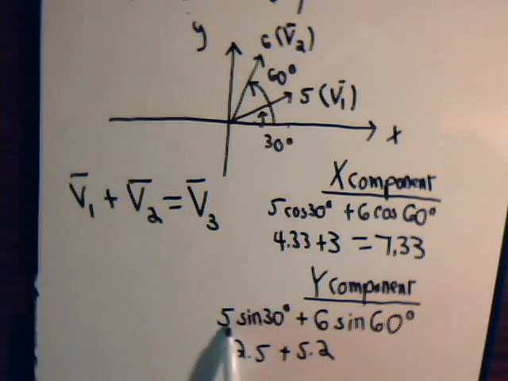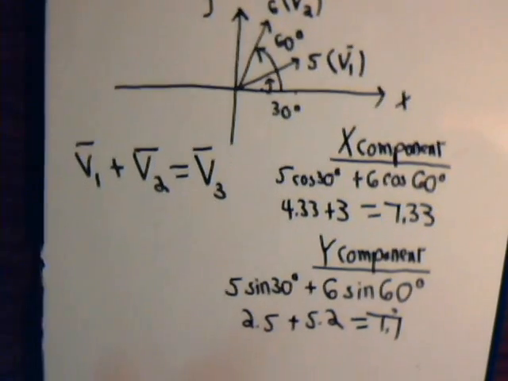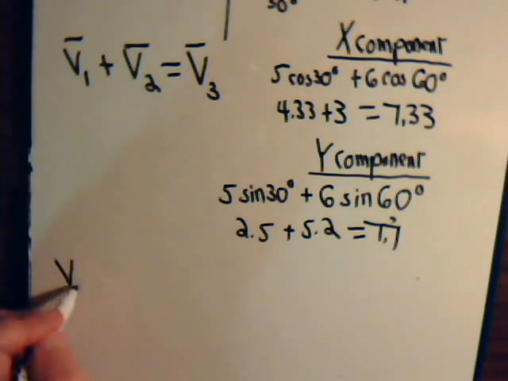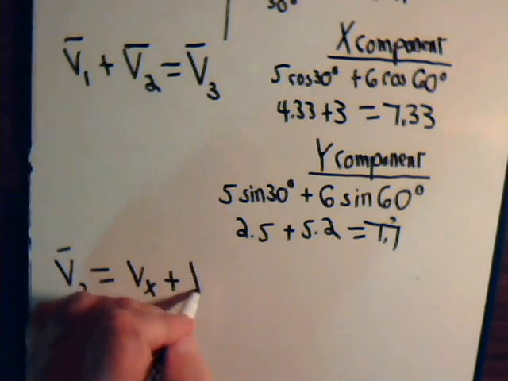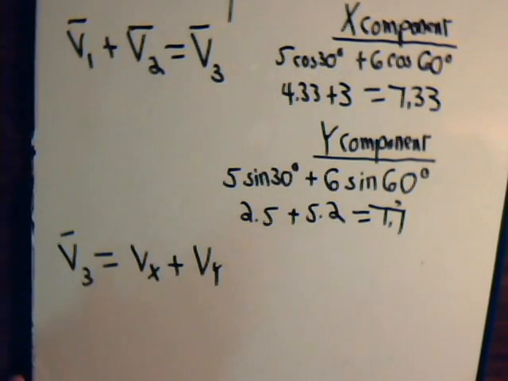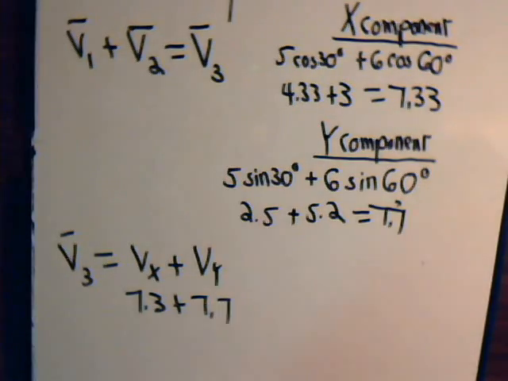This gives us 2.5. That's 1/2. This is the square root of 3 over 2. 6 times the square root of 3 over 2, or 3 times the square root of 3. We get 5.2 for that. So the y component is 7.7. So for our new vector V3, Vx is 7.3, Vy is 7.7. What's the magnitude of it?